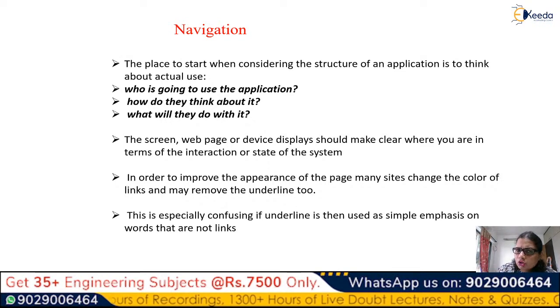So what happens in the UML? When your machine is on, because it is related to the machine, when I turn on the machine, it goes to the next state. Like, first it draws the water, pumping out the water. Second, it draws the water. Third, it's filling up the tank, and so on. So how this state is changing from one state to another, and so on. Then a screen, web page, or the display device should make it clear where you are in terms of interaction or the state of the system.